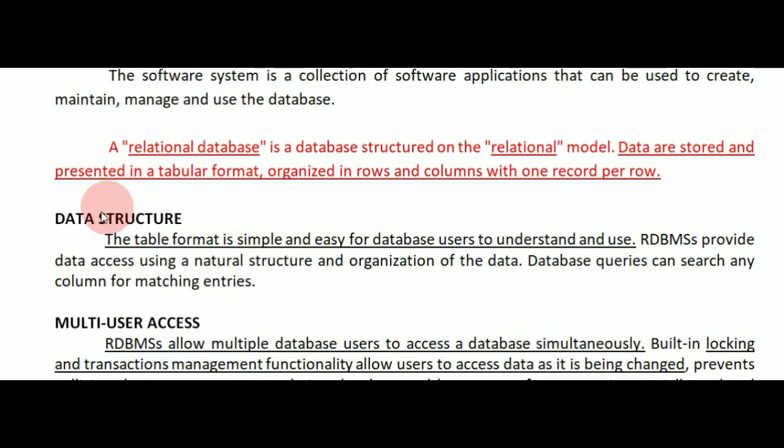The first advantage of RDBMS is that it uses a simple data structure called table, right? All of us know what a table is and what it contains. A table is a combination of rows and columns. So RDBMS uses a simple data structure called table.